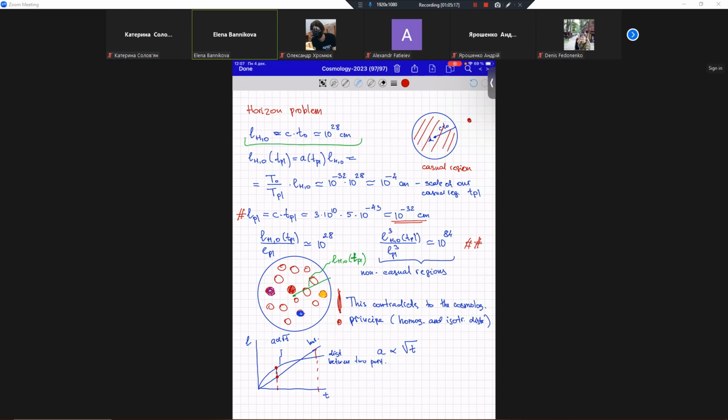Also, there is an entropy problem. Why is the entropy so huge? I don't have the time to speak about this. Also, there is a problem with seeds.